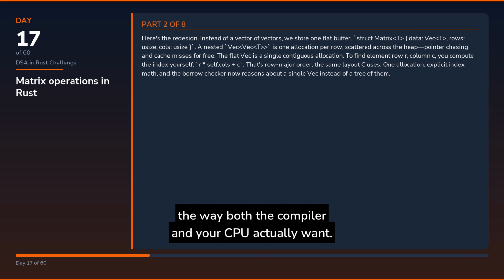struct Matrix<T> { data: Vec<T>, rows: usize, cols: usize }. A nested Vec<Vec<T>> is one allocation per row, scattered across the heap, pointer chasing, and cache misses for free. The flat Vec is a single contiguous allocation. To find element row r, column c, you compute the index yourself, r * self.cols + c. That's row-major order, the same layout C uses. One allocation, explicit index math, and the borrow checker now reasons about a single Vec instead of a tree of them.